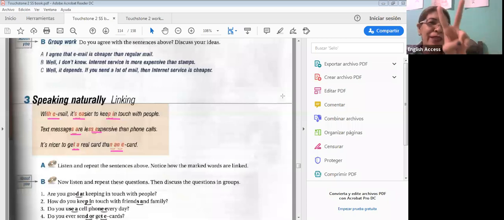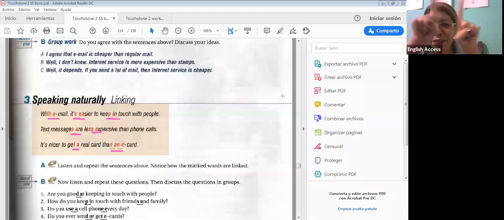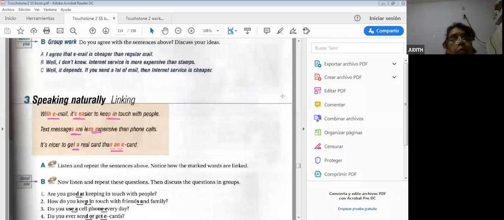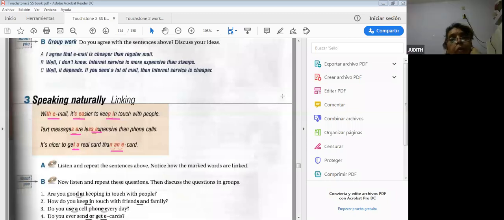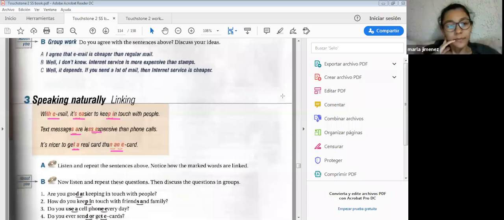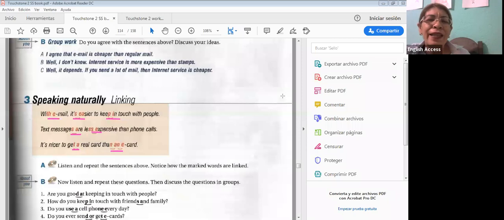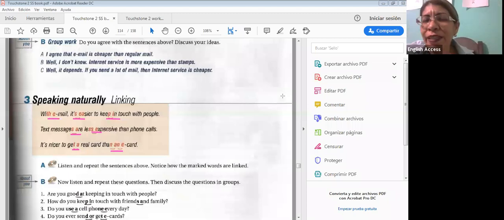Okay, so now let's continue with the second sentence. We have messages. Now one more time, let's imagine that they are together. Text messages are less expensive than phone calls. One more time. We have less and we have expensive. Imagine that they are together. Less expensive. Less expensive. So now together. Text messages are less expensive than phone calls.